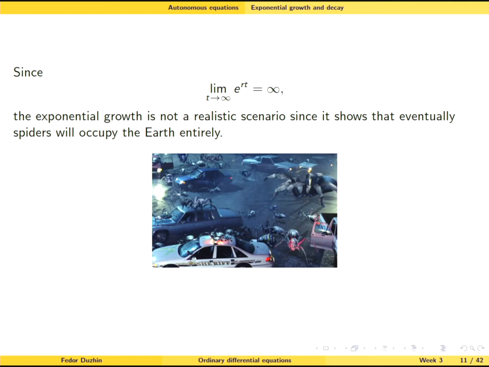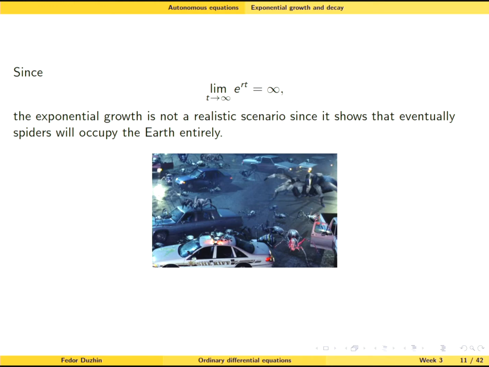So, for instance, it means that as time goes by, the exponential growth of a population is not a realistic scenario. Okay, but we're going to discuss how to make it more realistic a few minutes later.